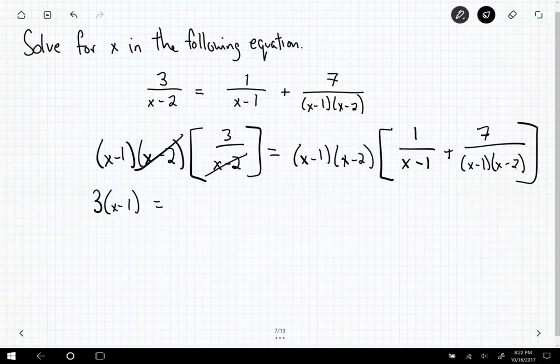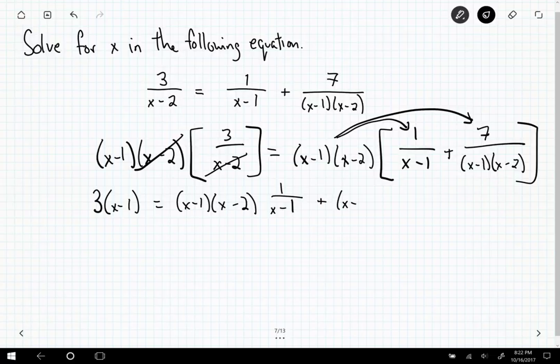So now on the right hand side, remember you have to distribute this to both terms. So I'll actually write it out for right now. It's going to be somewhat tedious, but not too bad. So we have that x minus 1 quantity times x minus 2, that quantity, all times 1 over x minus 1, plus the same thing, we have x minus 1, that quantity, times x minus 2, that quantity there, times our 7 over the quantity x minus 1 times the quantity x minus 2.